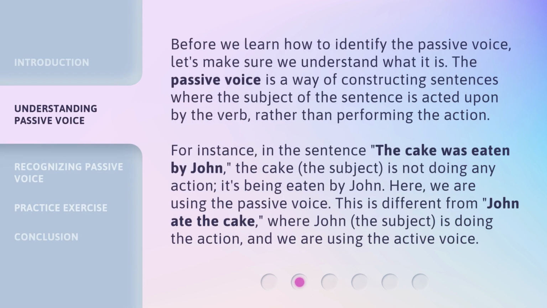Before we learn how to identify the passive voice, let's make sure we understand what it is. The passive voice is a way of constructing sentences where the subject of the sentence is acted upon by the verb, rather than performing the action. For instance, in the sentence, "The cake was eaten by John," the cake, the subject, is not doing any action. It's being eaten by John. Here, we are using the passive voice. This is different from "John ate the cake," where John, the subject, is doing the action, and we are using the active voice.